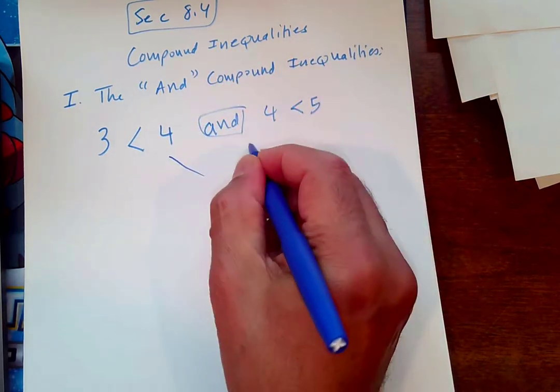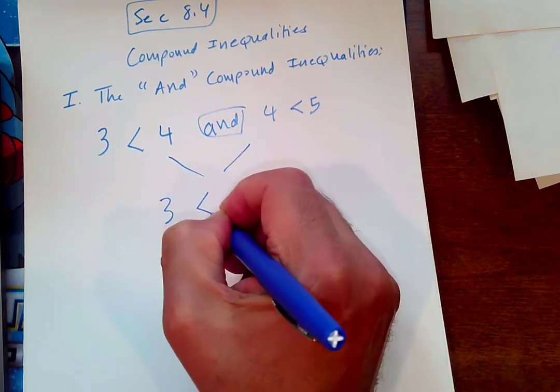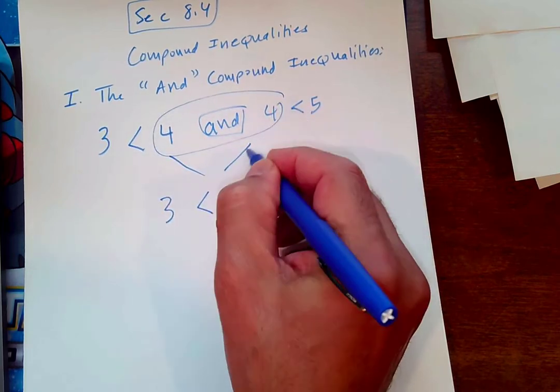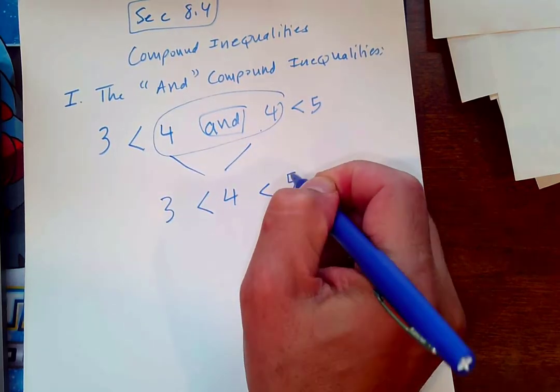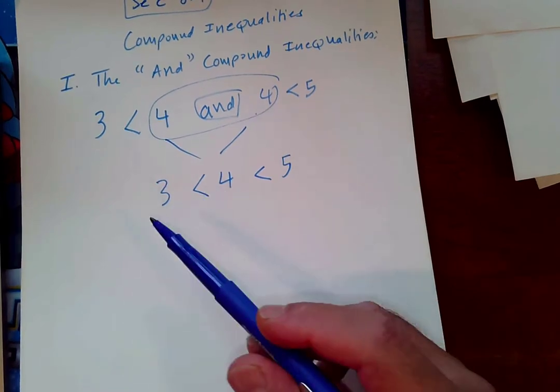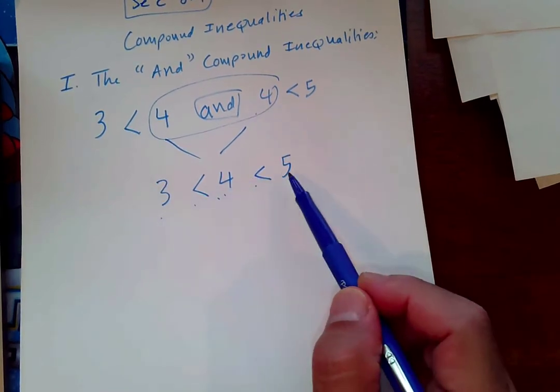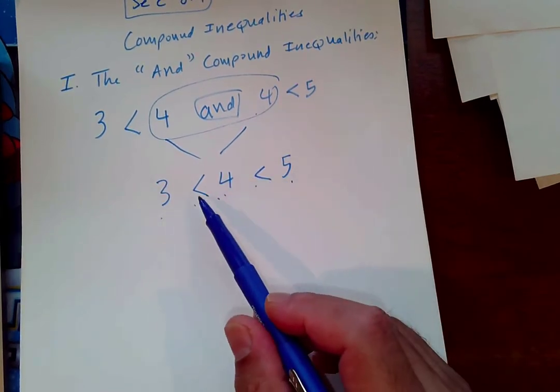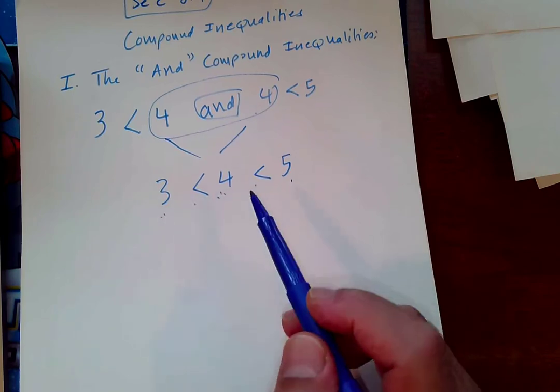And you can write this as a single compound inequality like this. The 4 is a common number, you bring it down once and you copy everything else. And you still read it as 3 is less than 4 and 4 is less than 5. Or you can say 4 is between 3 and 5.